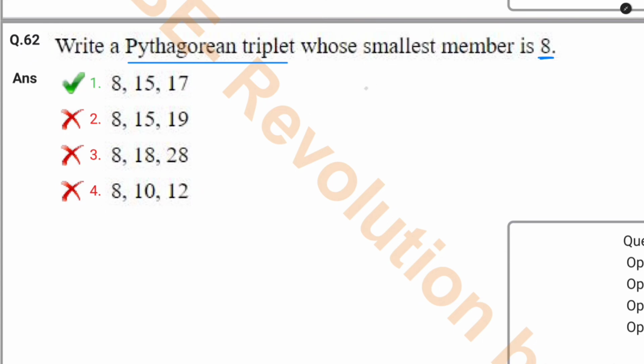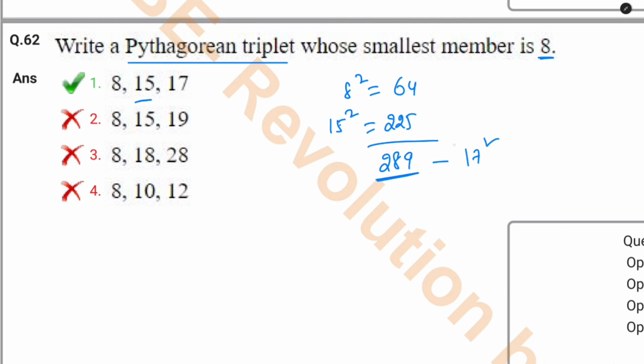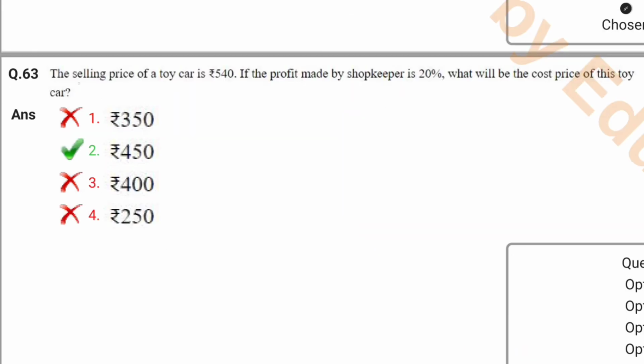Write a Pythagoras triplet whose smallest number is 8. So 8 square, it will be 64. 15 square, it will be 225. Add this total, it will be 289. So this will be 17 square. Pythagoras theorem, hypotenuse square equal to perpendicular square plus base square. So option 1.